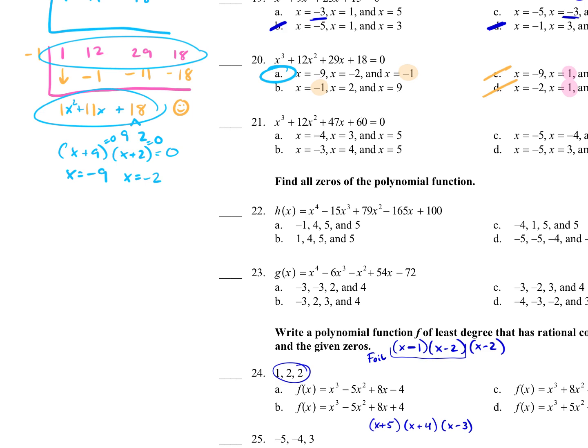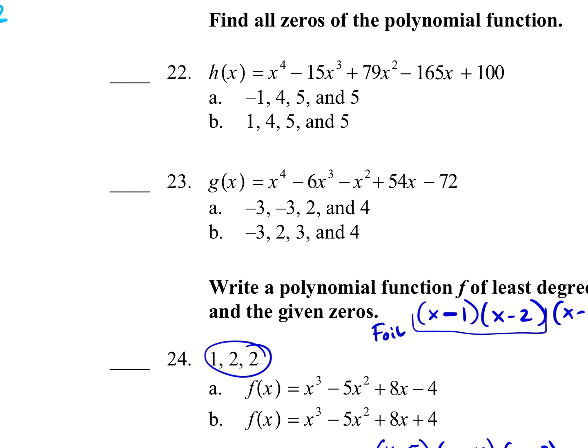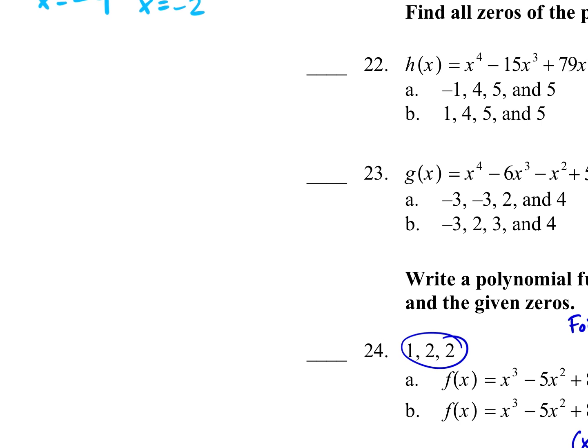Let's do 23 next. So 23 is the same thing. We can't factor it, so we have to use synthetic division. Inside the box, we're going to put 1, -6, -1, 54, and -72.